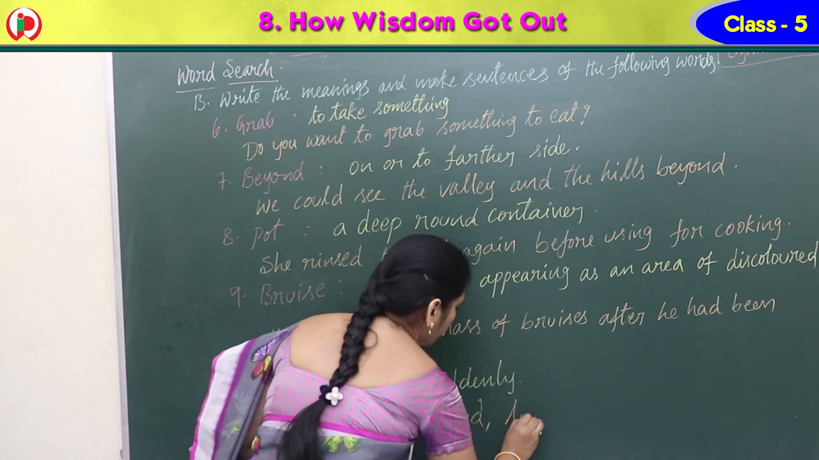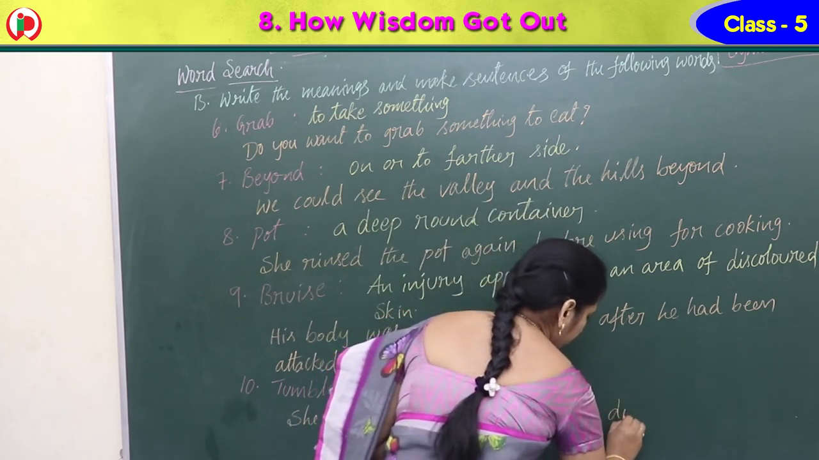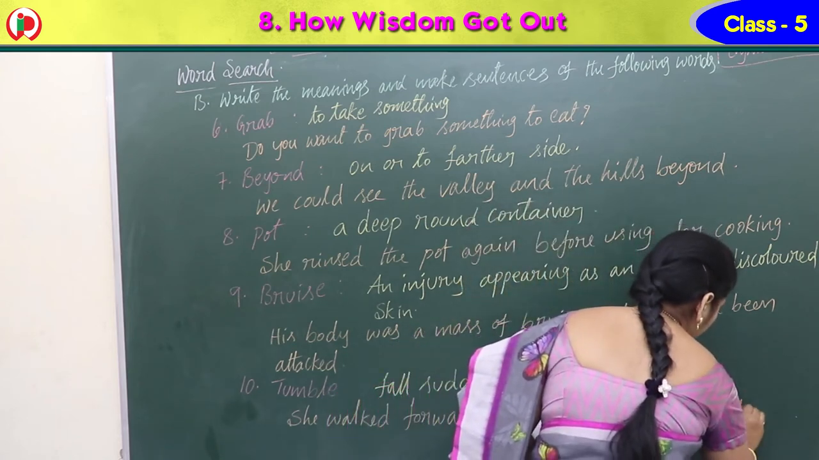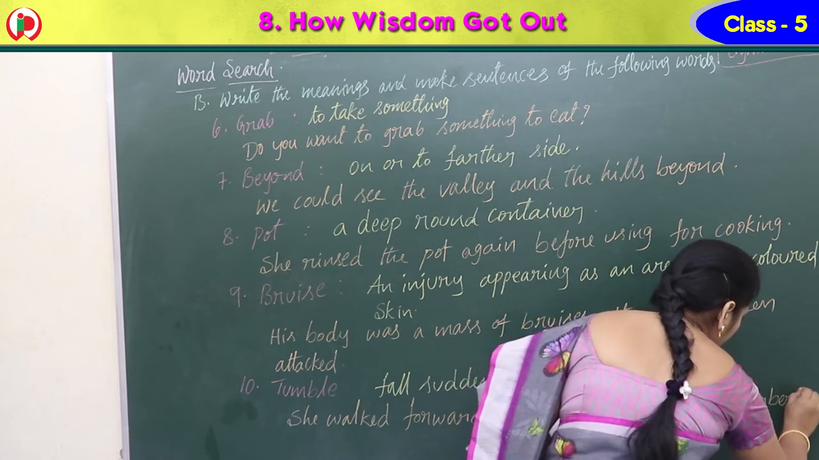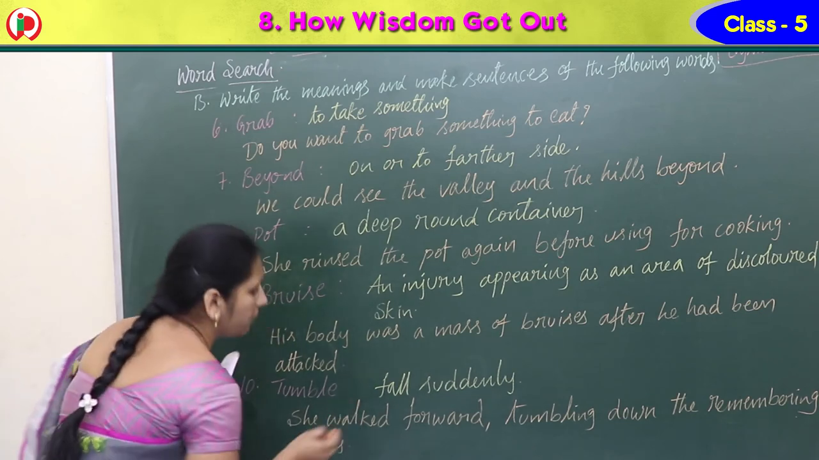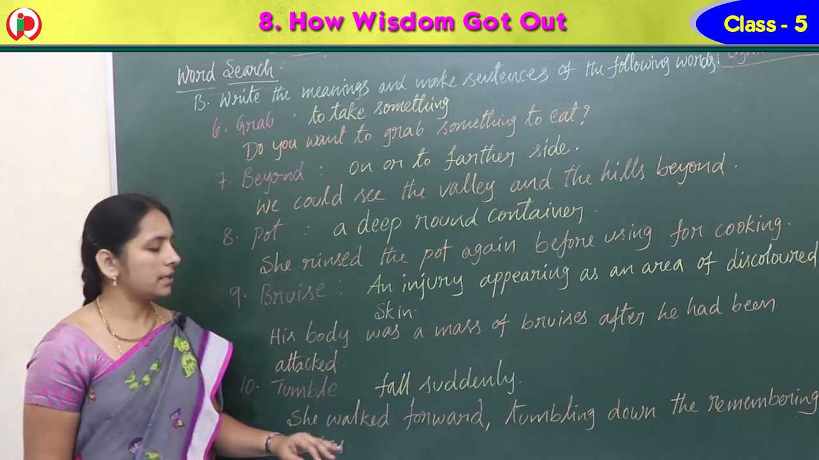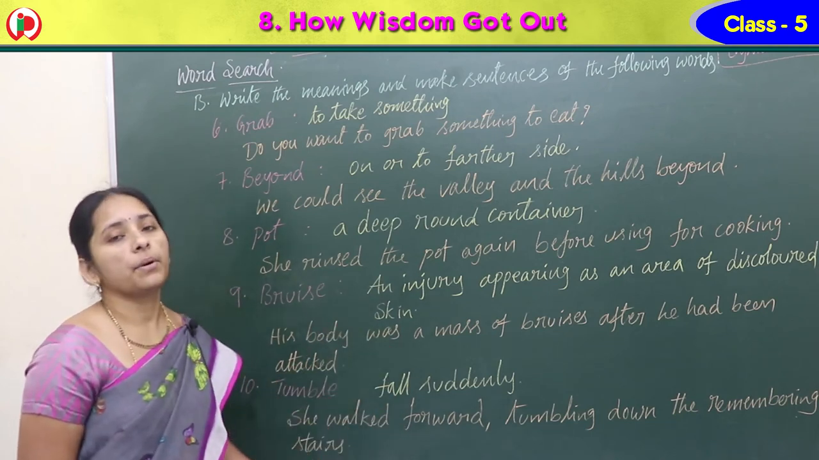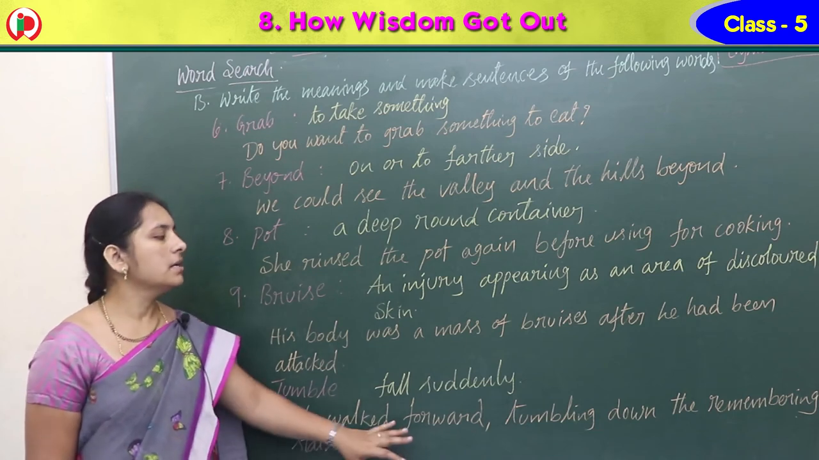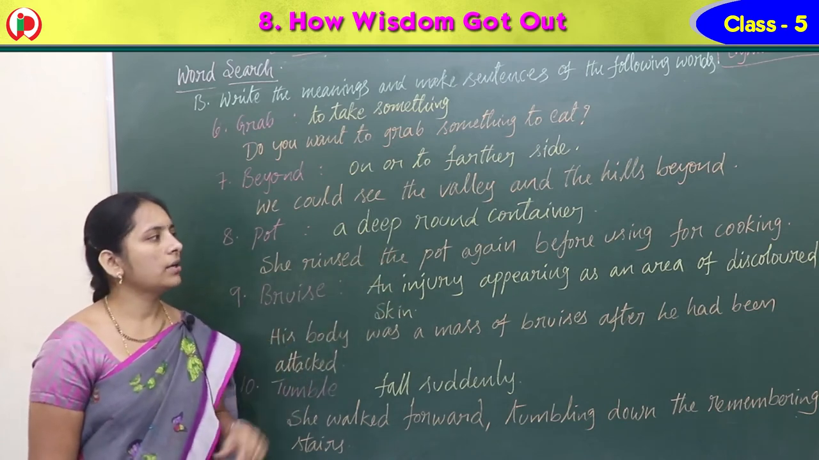She walked forward, tumbling down the remembering stairs. So from the staircase, generally, you fell down. Tumble down means a sudden fall. So there she couldn't remember anything, and from the stairs she fell down. Okay, so these are the words with their meanings and sentences. Write all these in your book.